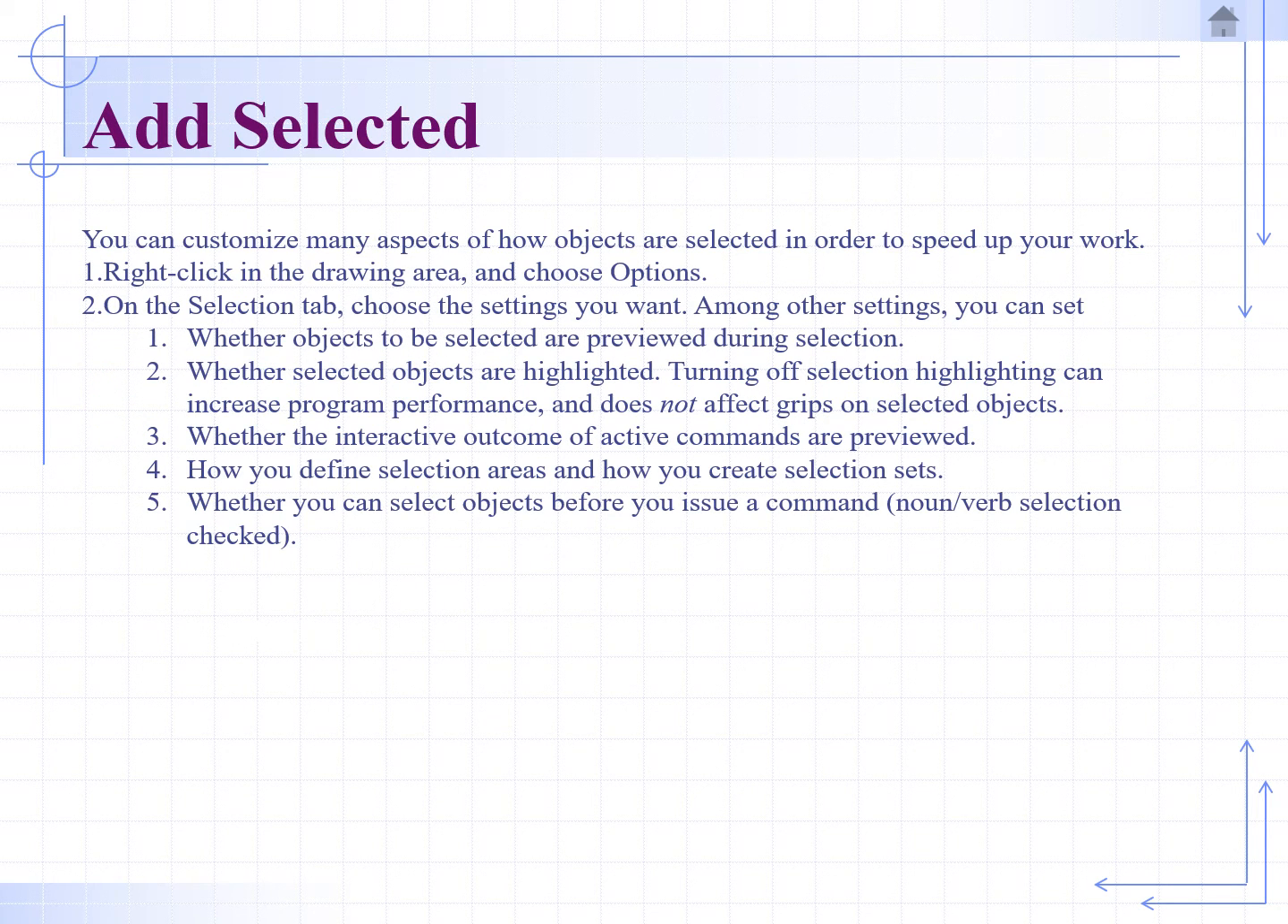You can customize many aspects of how objects are selected in order to speed up your work. So you can right-click in the drawing area and choose options. On the selection tab, you can choose the settings that you want. So whether objects to be selected are previewed, whether selected objects are highlighted, whether the interactive outcome of active commands are previewed, how you define selection areas, and then whether you can select objects before you issue a command.